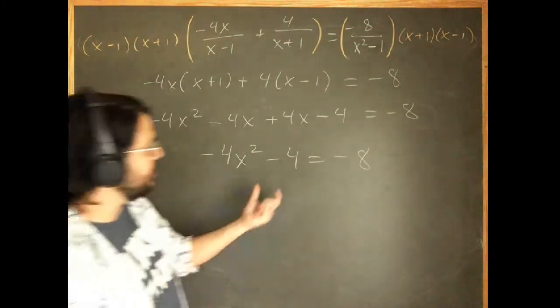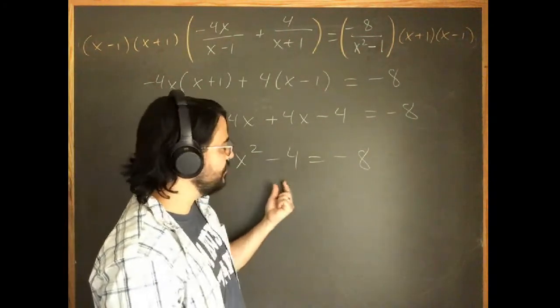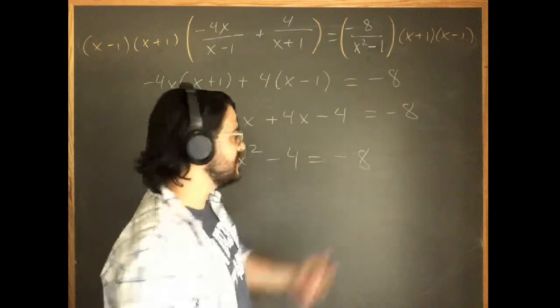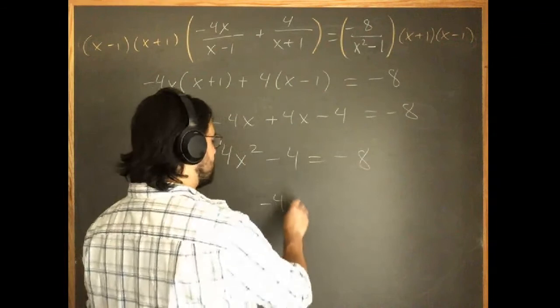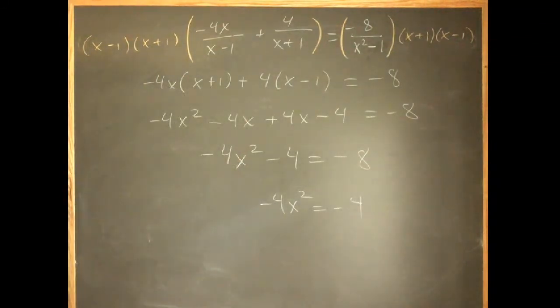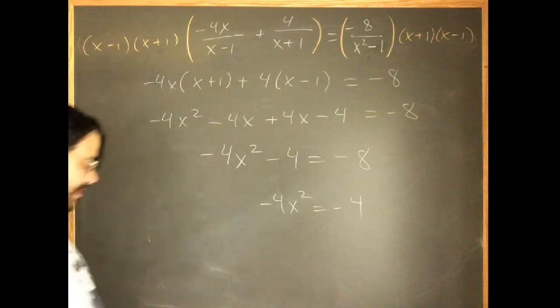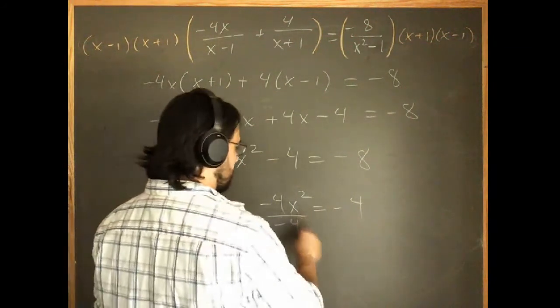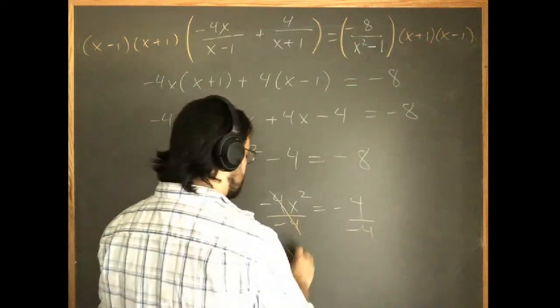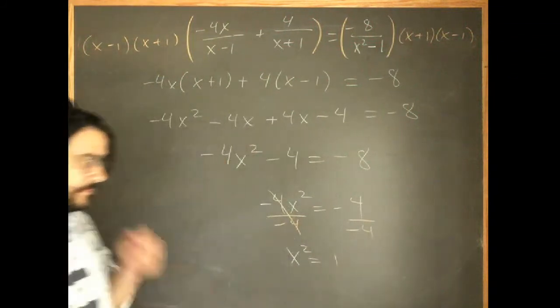Okay, yeah, so be careful, right? When you add 4 here, that cancels out with the negative 4. And then here, it's a little bit confusing. Negative 8 plus 4 is negative 4. So this is negative 4x squared is equal to negative 4. Now we divide by the negative 4 on both sides. That cancels it out on this side, and we're left with x squared is equal to 1.